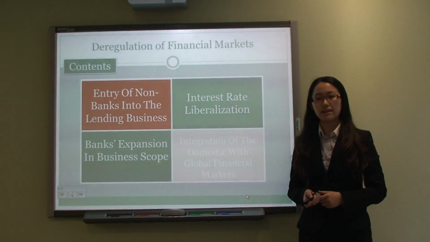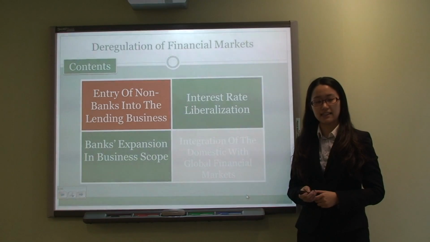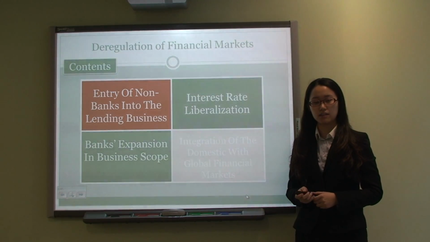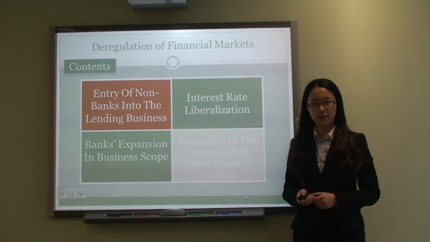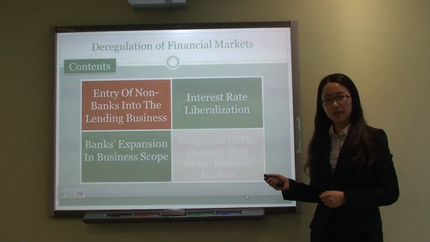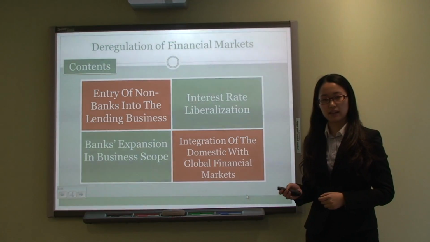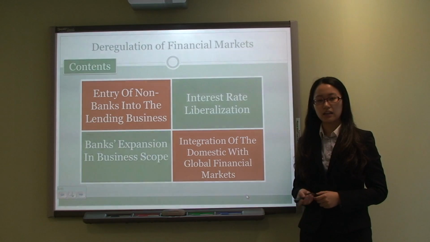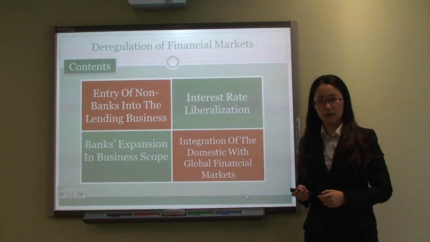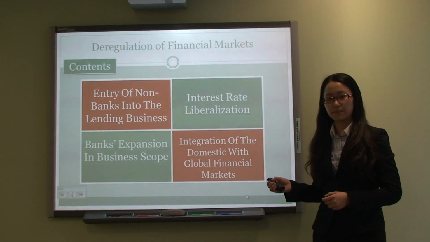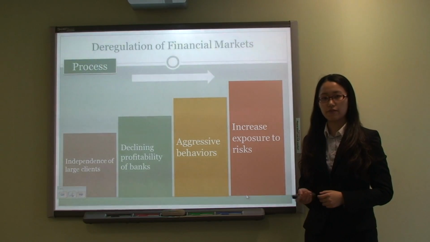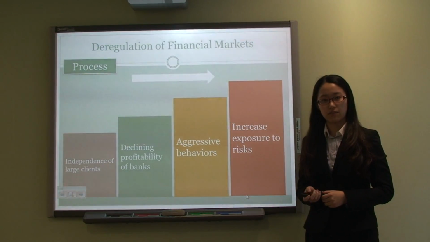In response, banks broadened their business scope and extended more credit to riskier and smaller clients, such as companies in the real estate industry. Meanwhile, the integration of the domestic and global financial markets gave Japanese banks and companies more choices to respond. In the big picture, there are 4 key steps in the process of deregulation.